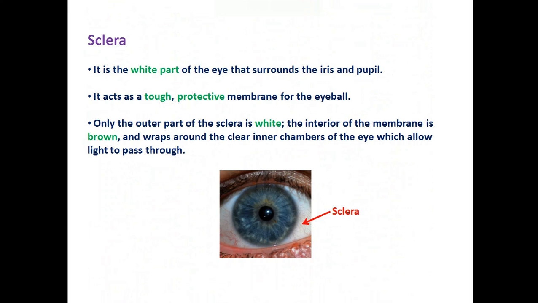Sclera. It is the white part of the eye that surrounds the iris and pupil. It acts as a tough, protective membrane for the eyeball. Only the outer part of the sclera is white; the interior of the membrane is brown, and wraps around the clear inner chambers of the eye, which allow light to pass through. Just see the picture, that white portion is the sclera.